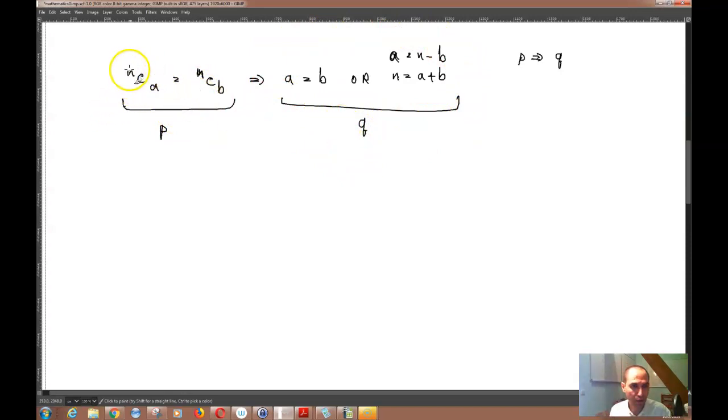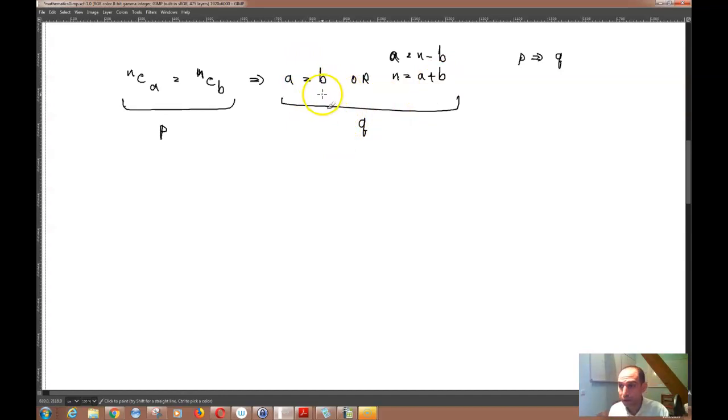Meaning that if I know that n combination A is equal to n combination B is true, that's sufficient to conclude that this statement is true, meaning that either A is equal to B or n is equal to A plus B, or both are true, right? Now that's the first part.